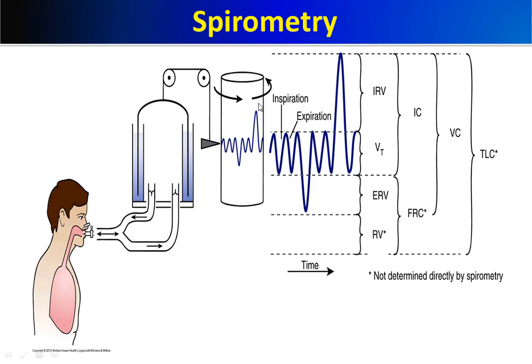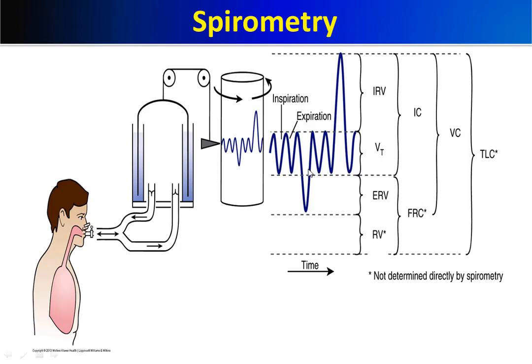So this is the old spirometer, where we have a rotating drum and a needle. When air gets in, the needle moves up, and when air gets out, the needle moves down, recording the lung volumes. So are there other lung volumes apart from the tidal volume? Yes, there are other lung volumes.